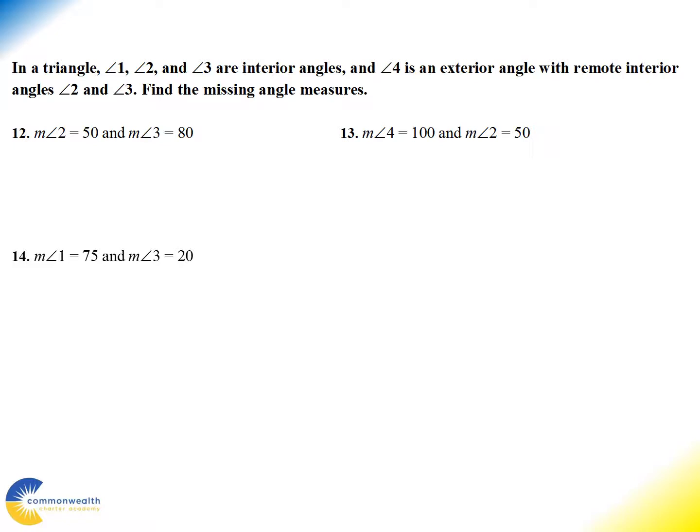So the last of these questions, and I believe this is one of the last slides here, is that you're given a triangle with angles 1, 2, and 3 as interior angles. Angle 4 is an exterior angle with remote interior angles 2 and 3. They want you to find the missing angle measures.